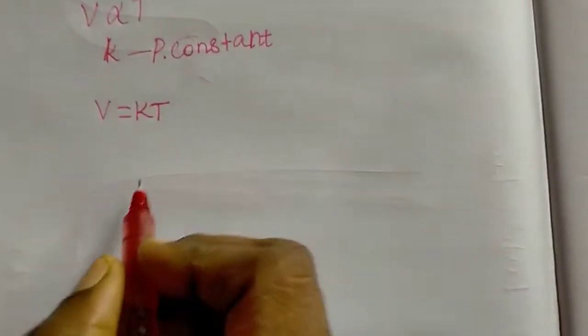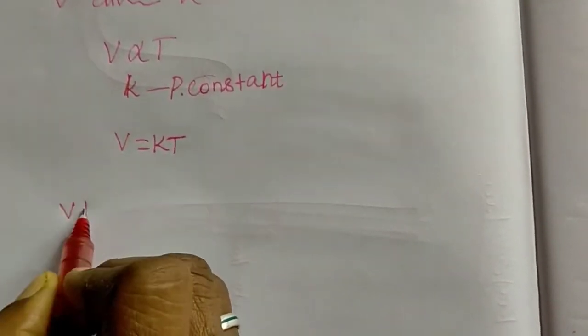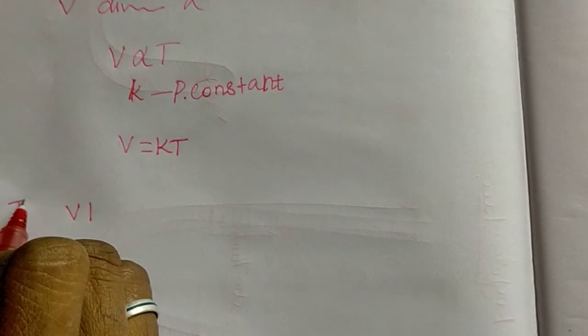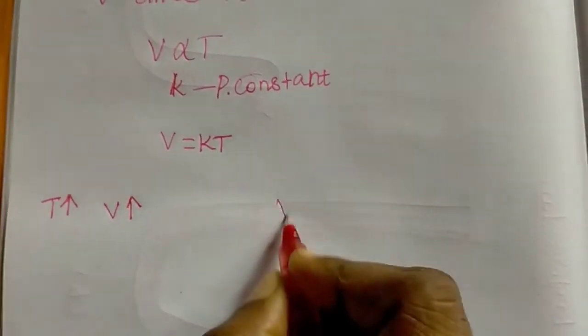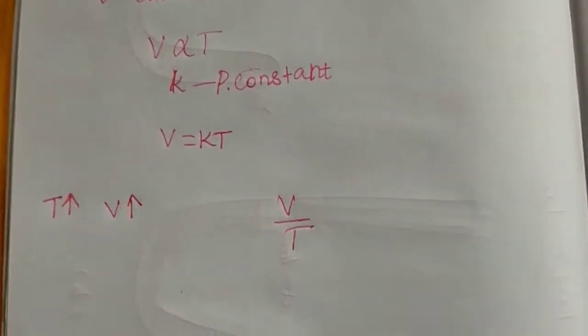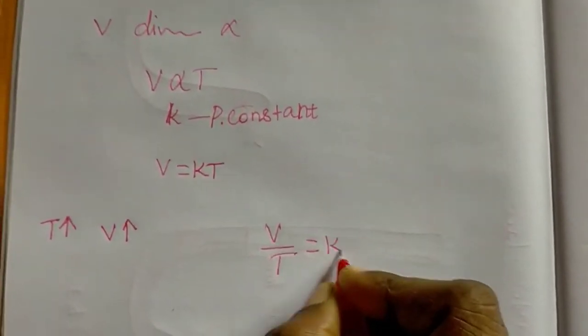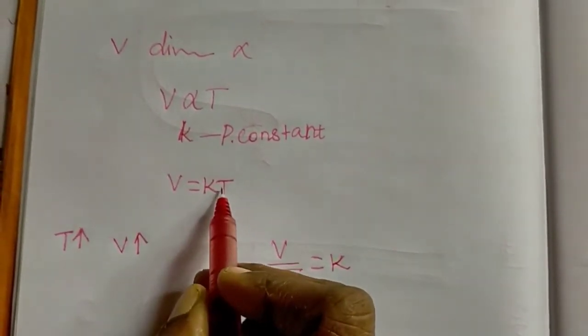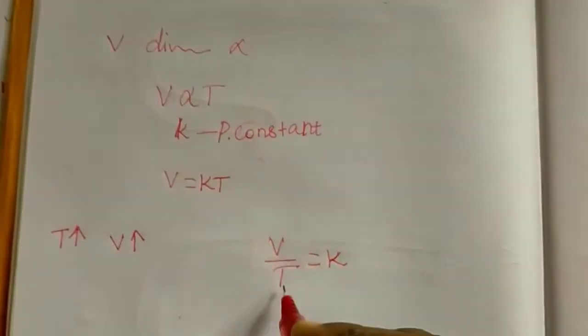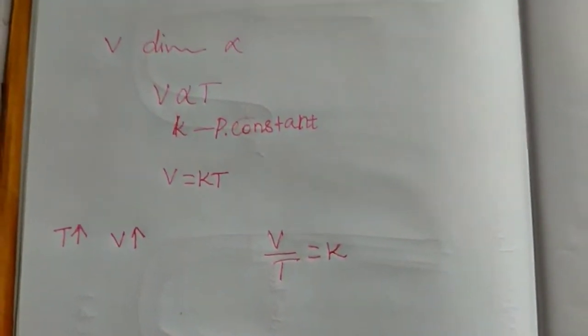So Charles' law is explaining that if the temperature of the gas is increasing, the volume also increases. This is the direct proportion. When the temperature increases, volume also increases. So it is explaining V by T equal to K, where K is a constant. You can take this T to this side: V by T is equal to K.